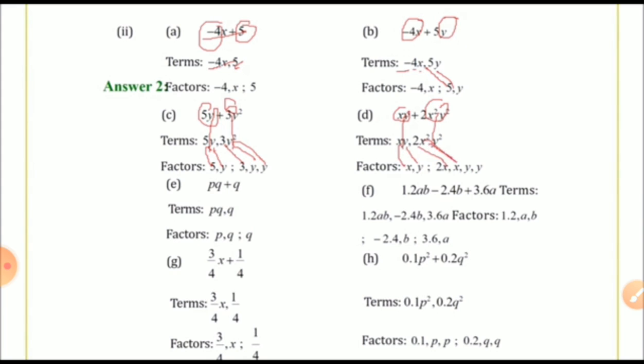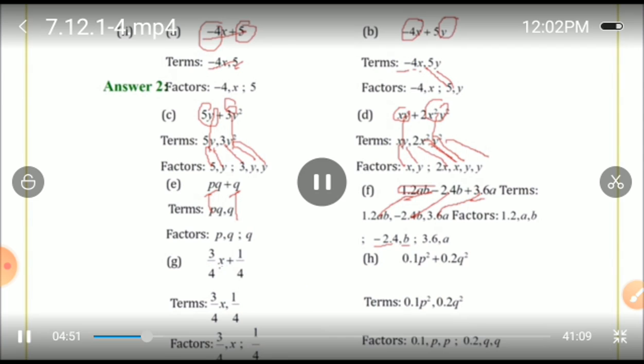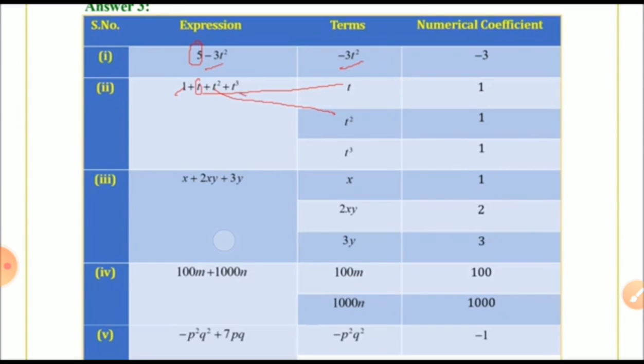You can separate it to x also, it is possible. So whatever the answer is, it is not the final one, you can check yourself also. pq plus q: pq and q are the 2 terms. Factors are also given: 3 upon 4 x plus 1 upon 4. So 3 upon 4 and x, and the second term is 1 upon 4. Isn't it? Clear? Correct. Now look here, one table is given.